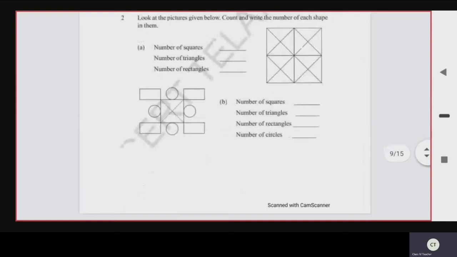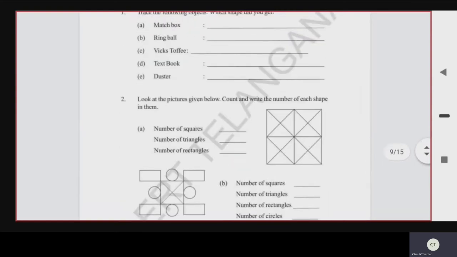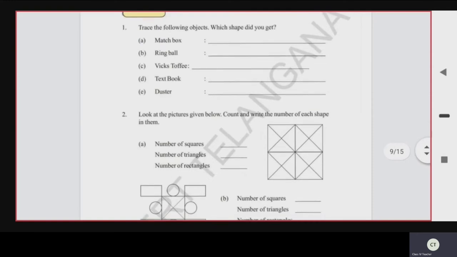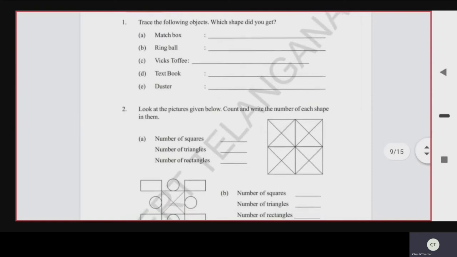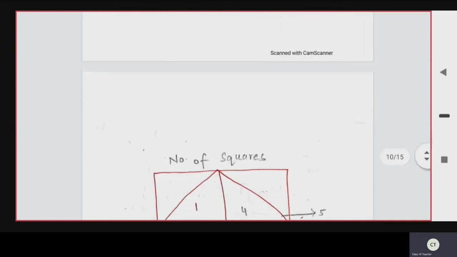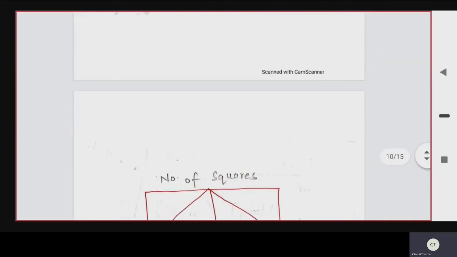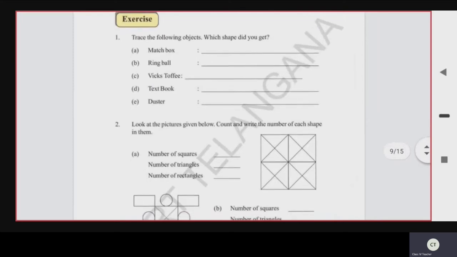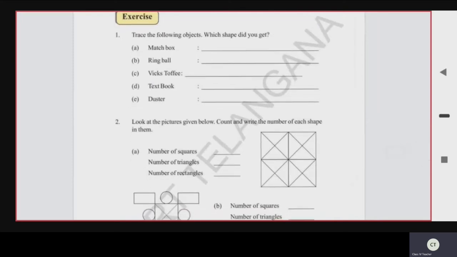Now let us come to the exercise. So in exercise first one, trace the following objects. Which shape did you get? First one is the matchbox. What shape do you get, children? If you trace the matchbox, you get the shape of a rectangle.